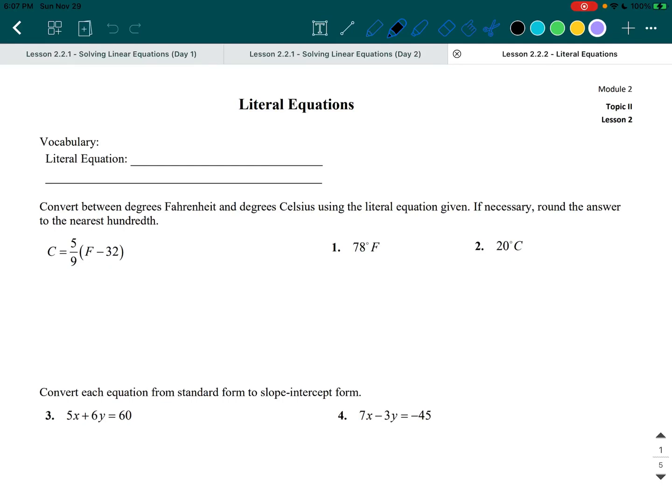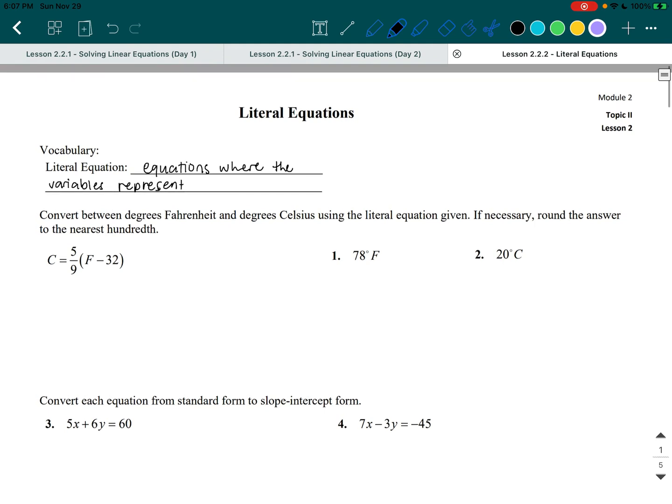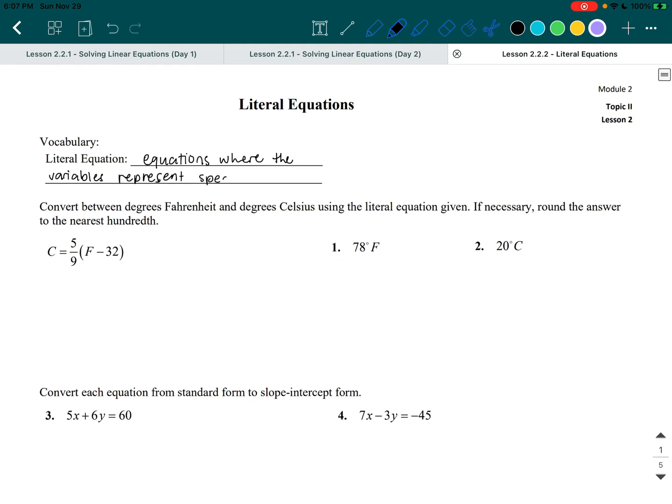All right, welcome to lesson 2.2.2 called literal equations. So you're probably wondering what literal equations are, and that's our vocabulary word. So literal equations are equations where the variables represent specific measures.